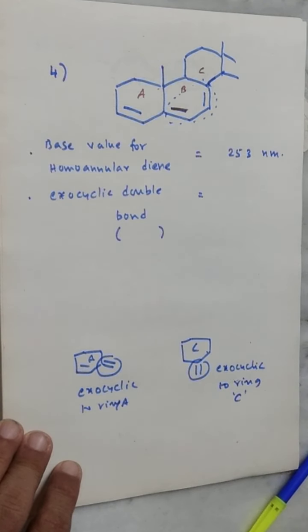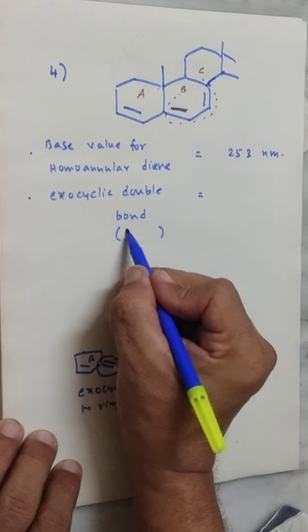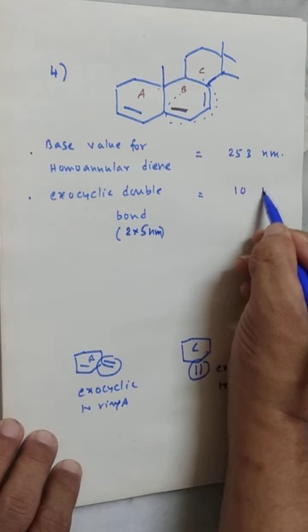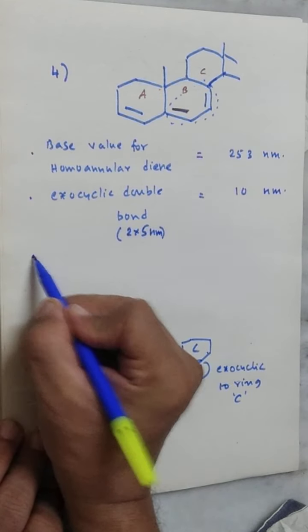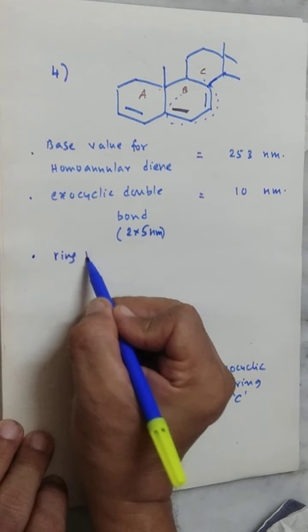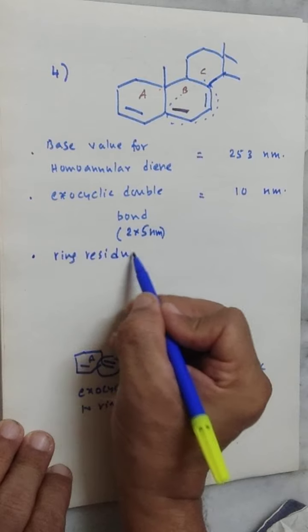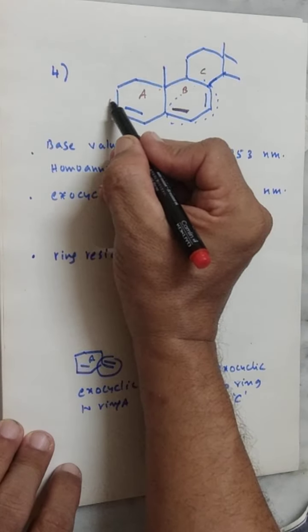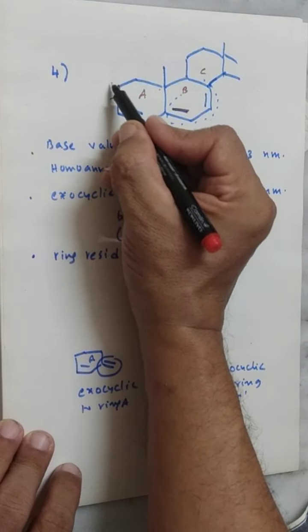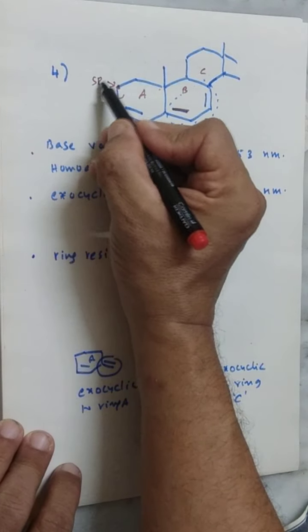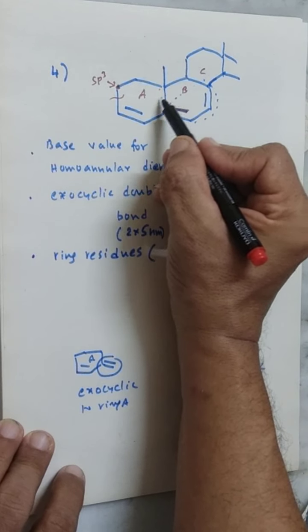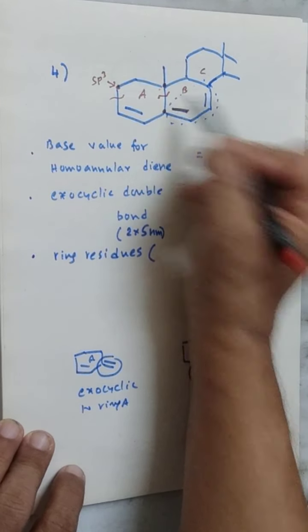Over. So there are two exocyclic double bonds. So you have 2 into 5 nanometers, that is equal to 10 nanometers. Then you have to calculate the ring residues. Ring residues calculation is very easy because I already told you the concept. Now see here, this double bond is attached to sp3 carbon. So therefore this is one ring residue. And again, this double bond is attached to this, so this is a ring residue.